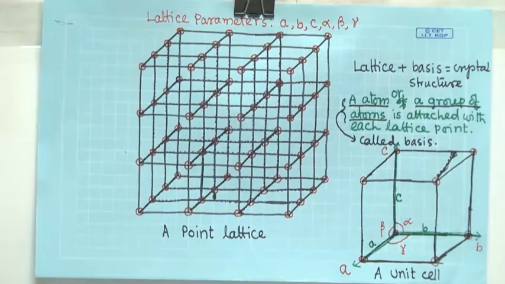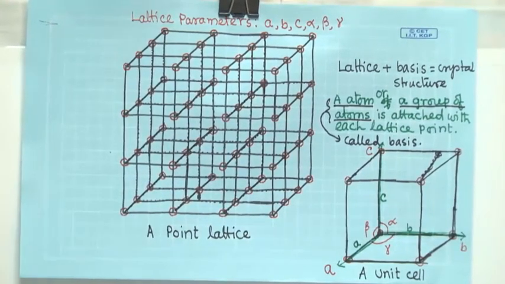Now, a real crystal is basically one atom or a group of atoms attached to each and every lattice point. This lattice and basis together is called the crystal structure. So, this is very important.